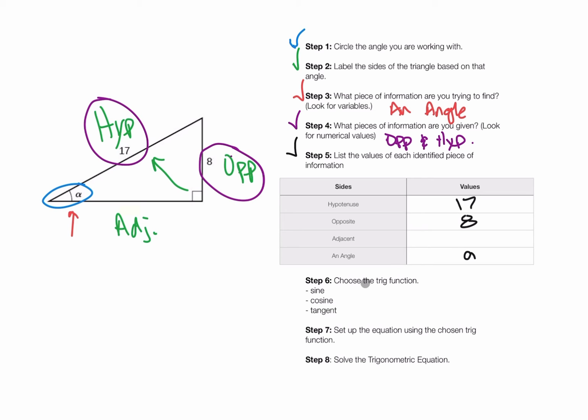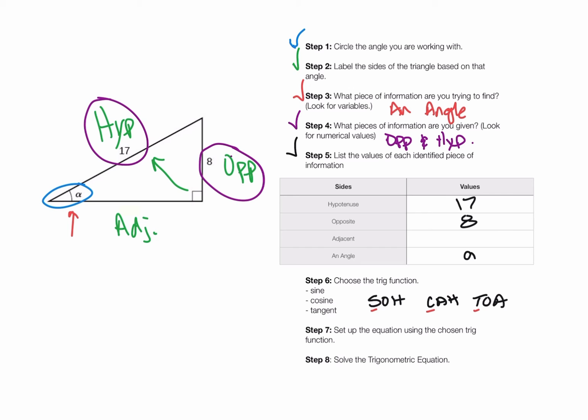Step 6 is to choose the correct trigonometric function. Now, in order to do that, we need SOHCAHTOA. And what SOHCAHTOA is going to do for us is help us to know exactly which function to use. S stands for sine, C stands for cosine, T stands for tangent. O's are opposite sides, H's are hypotenuse, and A's are adjacent.